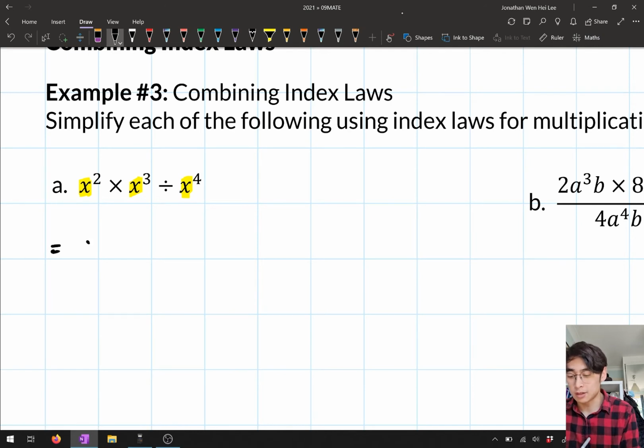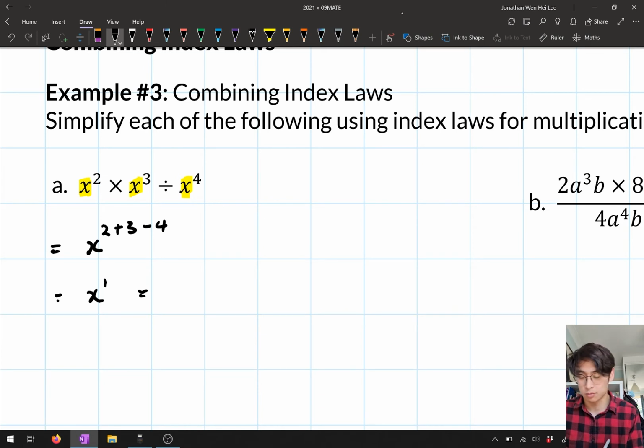So here it's going to be x to the power 2. Now when we times, we add. So here this is going to be 2 plus 3. But when we divide, we subtract. So it's going to be x to the power 2 plus 3 minus 4. And so let's just deal with that. So that's going to be x to the power 2 plus 3. That's 5. Minus 4, that's 1. So that's going to be x to the power 1. Or just, when we write this, we don't need to write that 1. And so this just becomes x.